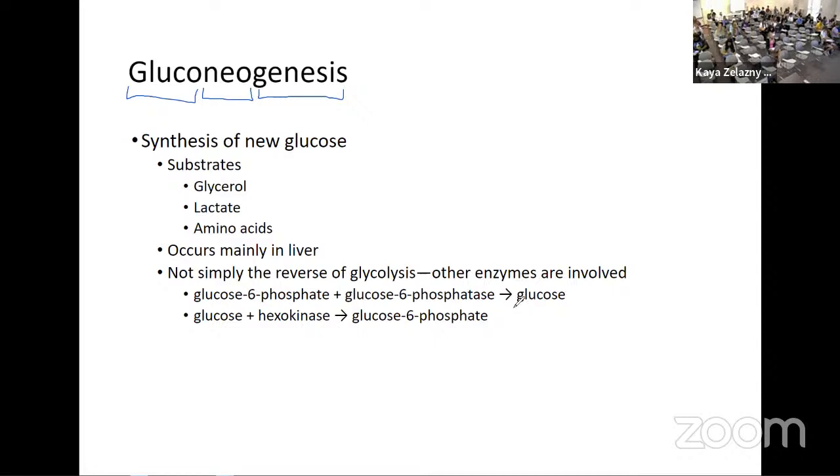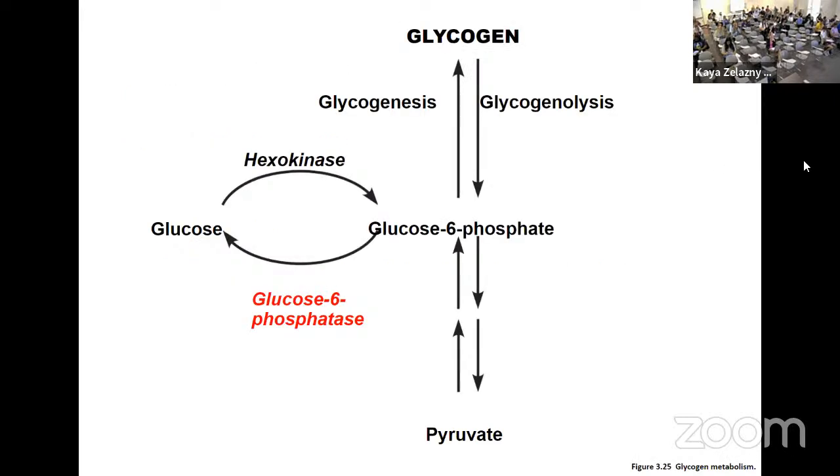So in order to make our glucose, we're going to take glucose 6-phosphate plus glucose 6-phosphatase. We could make glucose when we're breaking down our glycogen. The other thing that we can do is use something called hexokinase. So we're gonna look at that on the chart on the next slide because I think that's actually clearer how it works. Okay.